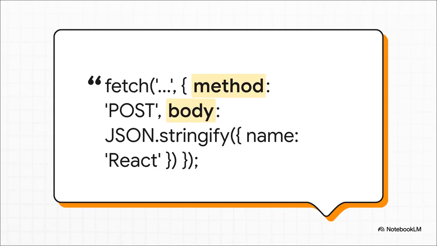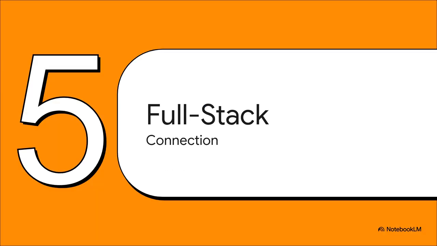Now, the code for this looks pretty similar, but with two huge differences. First, we have to tell it what we're doing. We explicitly say the method is POST. Second, we include a body, and that body, that's the actual order slip. It's the piece of paper that holds the data we're sending back to the kitchen, in this case, the name React. And just like that, we've come full circle. We've gone from two separate, quiet apps to a full-on two-way conversation. We have a complete connection.